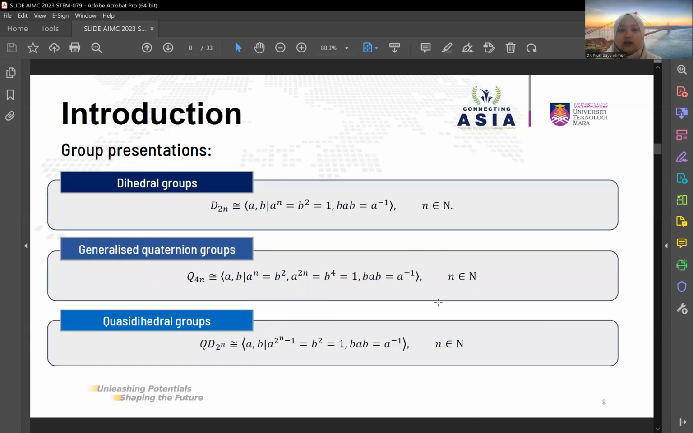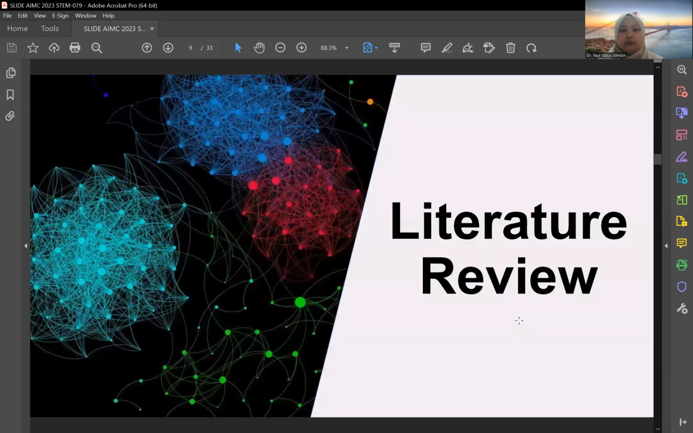These are the three groups involved in this study, which are the dihedral groups, the generalized quaternion groups, and the quasi-dihedral groups, but we focus only on non-abelian groups. These are the group presentations. Each group has a group presentation. Let's say we look into the dihedral group. The dihedral group is denoted as D2n, where 2n is the order of the dihedral group. The dihedral group is generated by elements a and b, where a^n equals b squared equals 1, and bab equals a inverse. The same goes for generalized quaternion groups and also quasi-dihedral groups, but the relations for different types of groups are different.